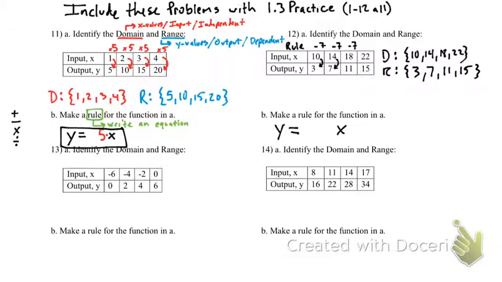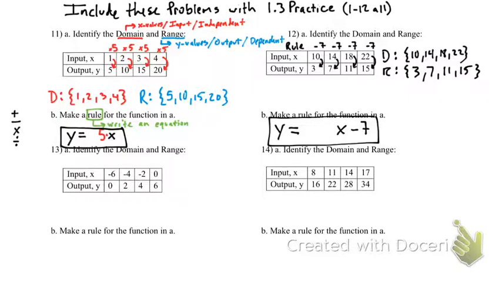Same rule here. 18 minus 7, this one works. And last but not least, 22 minus 7, and that also gives me the correct y value. So the rule of minus 7 is actually the rule that's going to make my equation true. So I'm subtracting 7 from all my x's. So that means I'm going to take my x in my equation and subtract 7 from it, and that is my rule for part B.